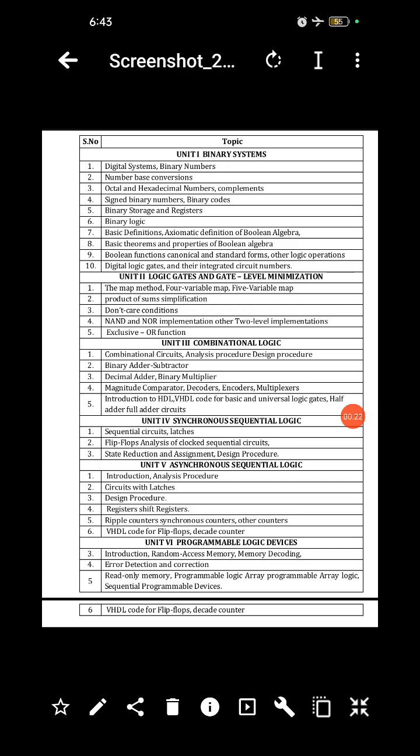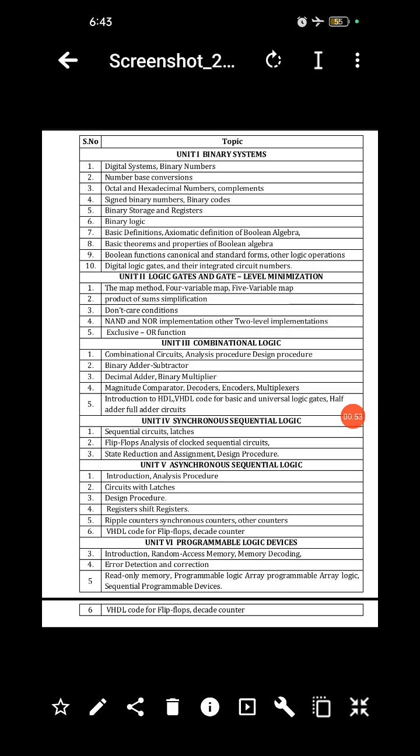Consider the first unit. In the first unit, in the digital system, binary numbers and number-base conversions. These are the topics. One more question will be asked from the number-base conversions. So, one number to another number conversion. For example, binary to octal, binary to decimal, binary to hexadecimal, like that. Likewise, different conversions are available. So they will ask this type of conversion in a single mark question.